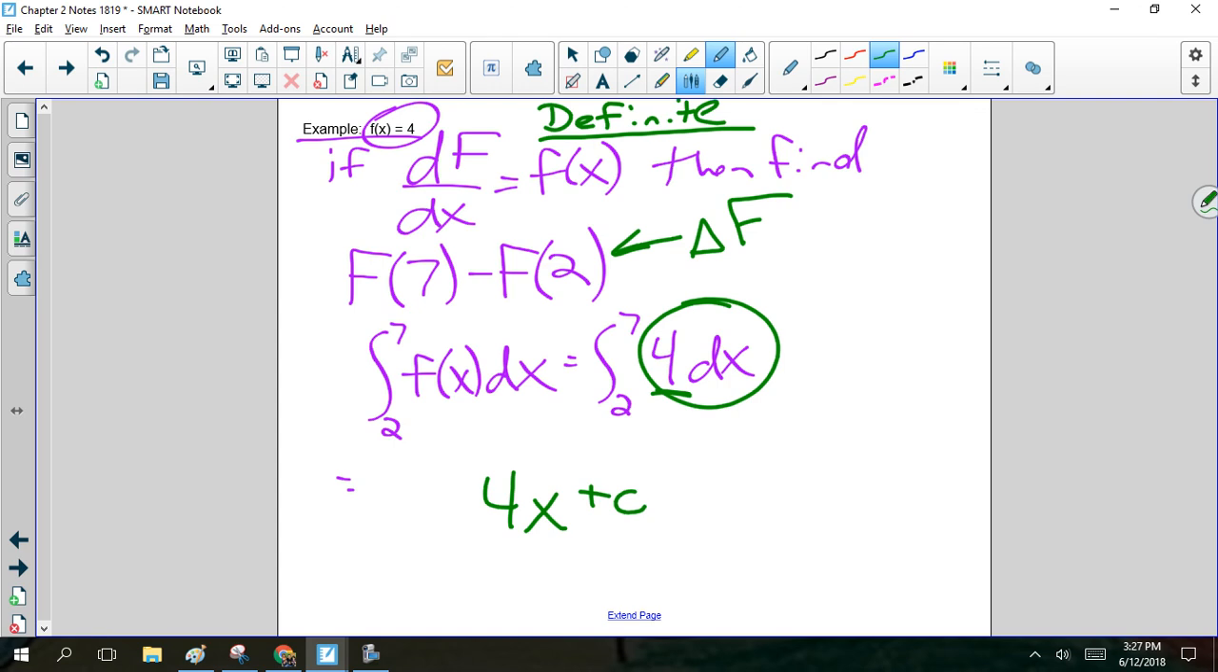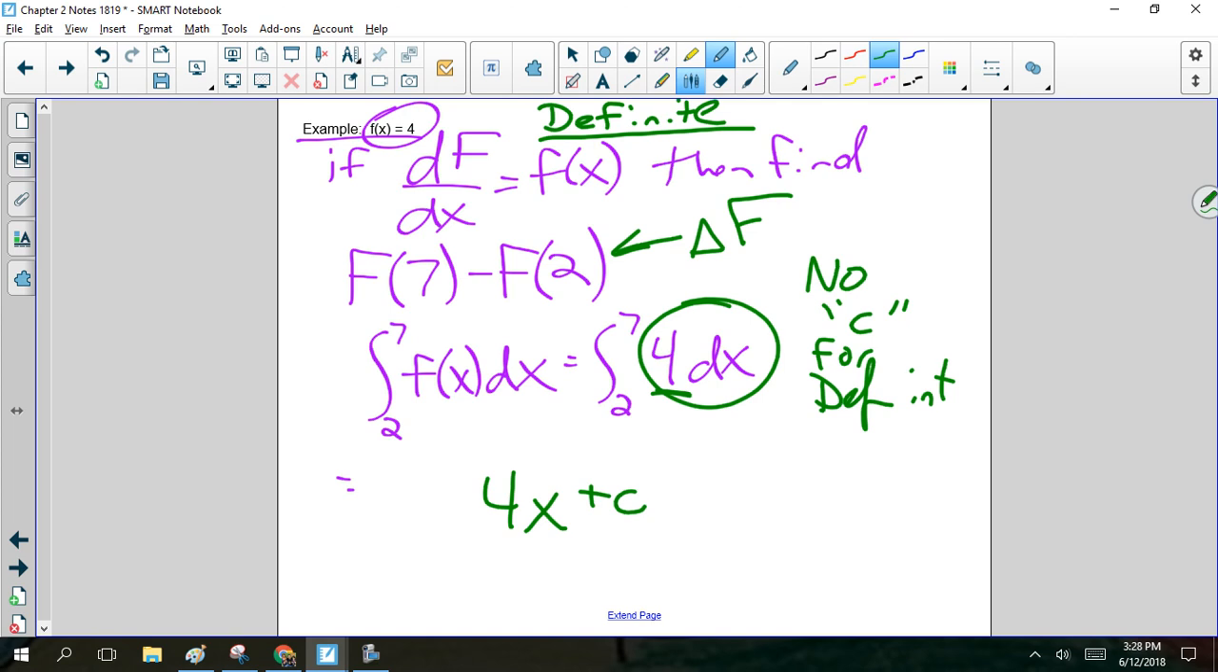After this one example that I'm doing right now, you might want to make a note of this: when I use a definite integral, I'm not going to use c. So no c for definite integrals. And this example here will show you why. So this is my capital F of x.